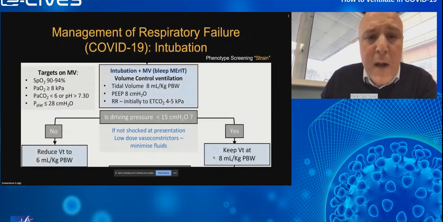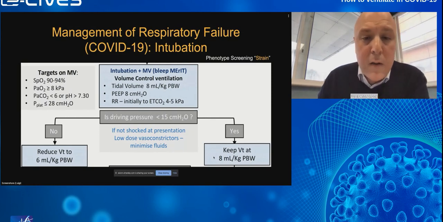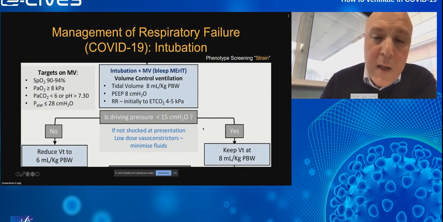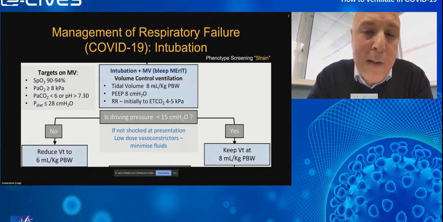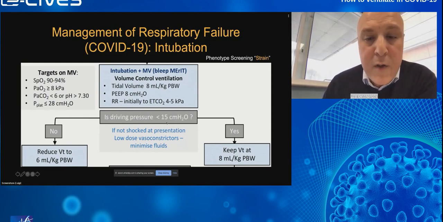And so that's why we go into the intubation phase where we look at strain. So the first thing we do, we ventilate them in volume control. In that way, we can measure the driving pressure. And we don't use super low tidal volumes. About 60% of these patients have completely normal compliance, and we don't want to underventilate and cause hypoventilation atelectasis in these patients. So we check the driving pressure.